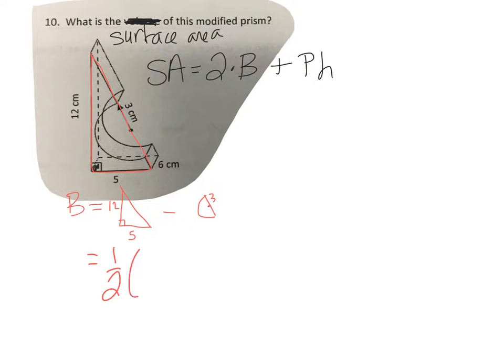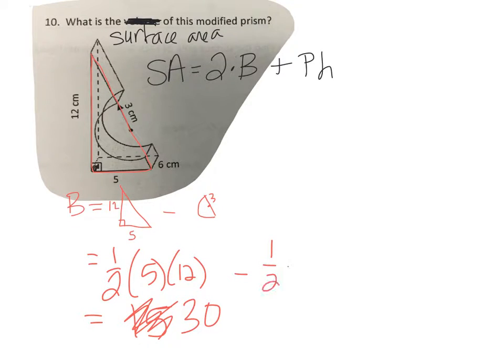So area for a triangle, 1/2 of 5 times 12, which is 15. No, it's not, it's 30. Minus 1/2 of pi times 3 squared, which is 4.5 pi. So that is the exact area for your base.